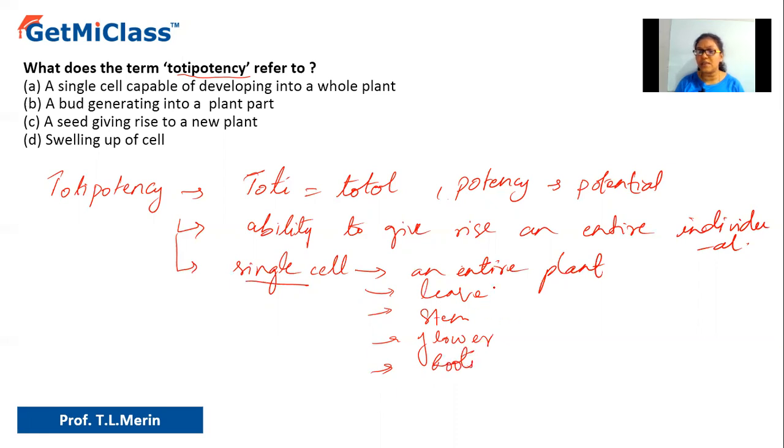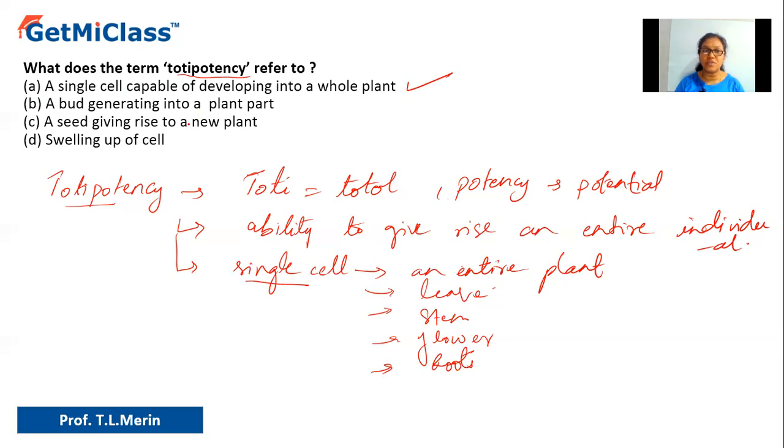So for any part of the plant, this single cell will be responsible, because it will begin as a single cell, it will multiply, and further it will differentiate to give rise to all the parts of the plant. That's why we are calling it totipotency. So this cell is totipotent in nature. Let us see the options. Option A says a single cell capable of developing into a whole plant. Yes, that is absolutely right. That is what totipotency is.